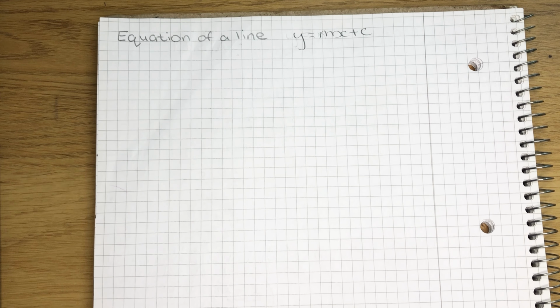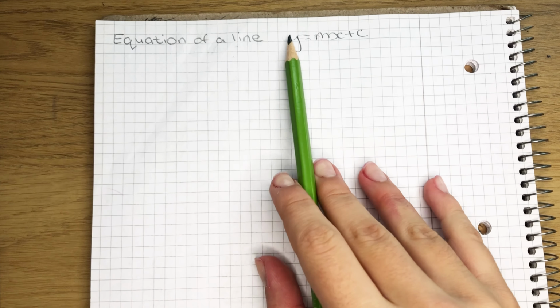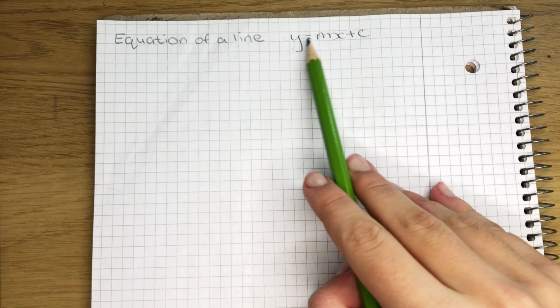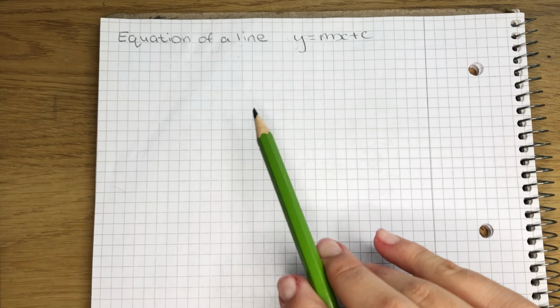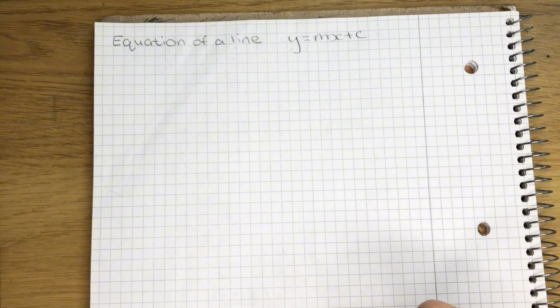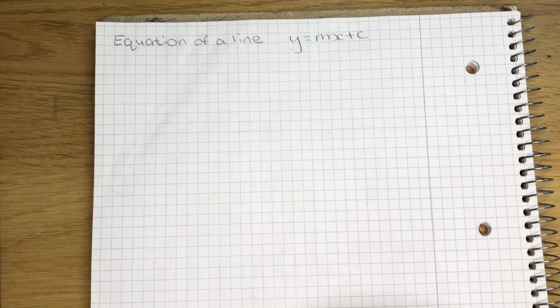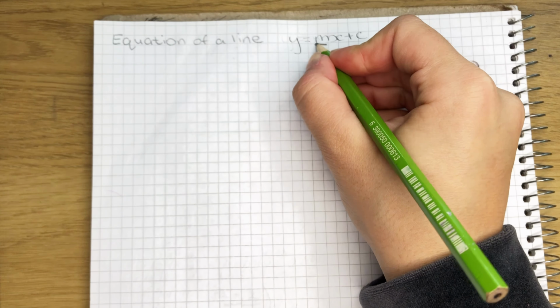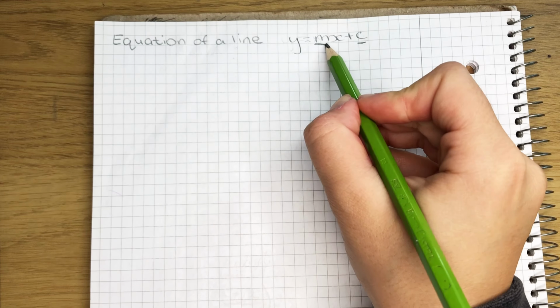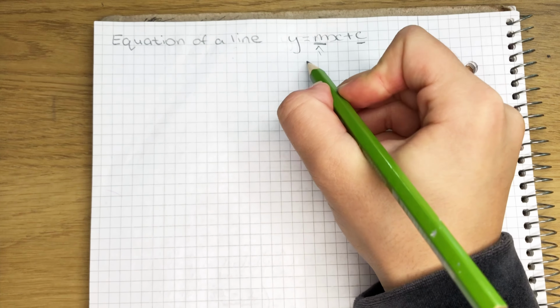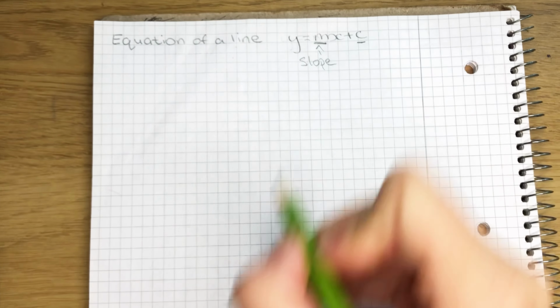So in today's video, we're going to be talking about equation of a line. So the equation of a line is y equals mx plus c. So just looking at this equation tells us a lot about a line. It tells us two things. Now, this m represents the slope of a line.